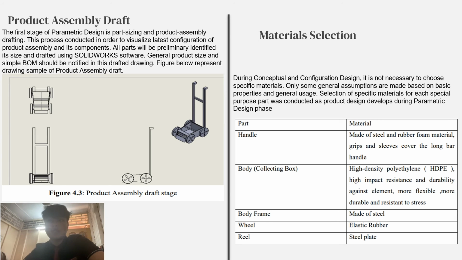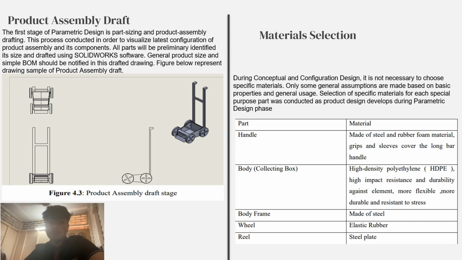Okay, next is the material selection. During conceptual and configuration design, it is not necessary to choose specific materials. Only some general assumptions are made based on basic properties and general usage. Selection of specific material for each special purpose part was conducted as the product design developed during the parametric design phase.